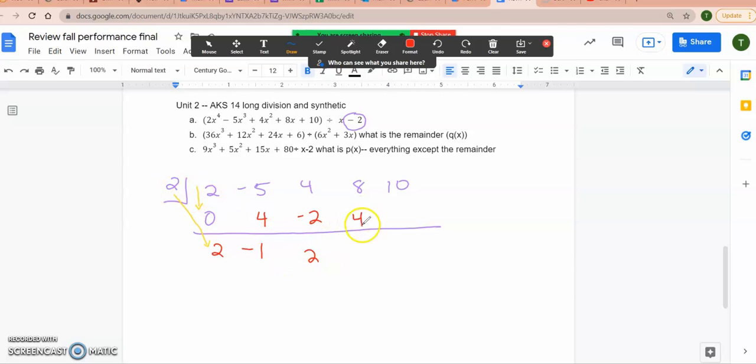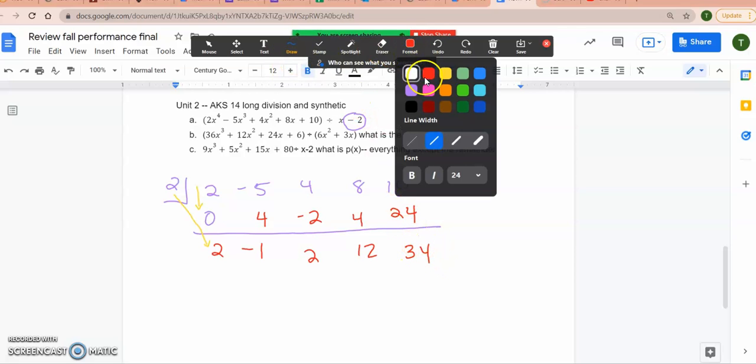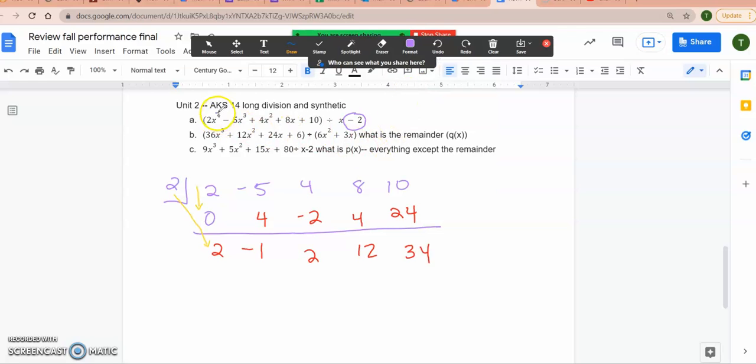2 times 2 is 4. 8 plus 4 is 12. 2 times 12 is 24. 10 plus 24 is 34. Okay, so then what you're going to do is go to your leading exponent, subtract 1 from it. That'll be x to the 3rd, and then just count down from your exponents. And then this is your remainder.